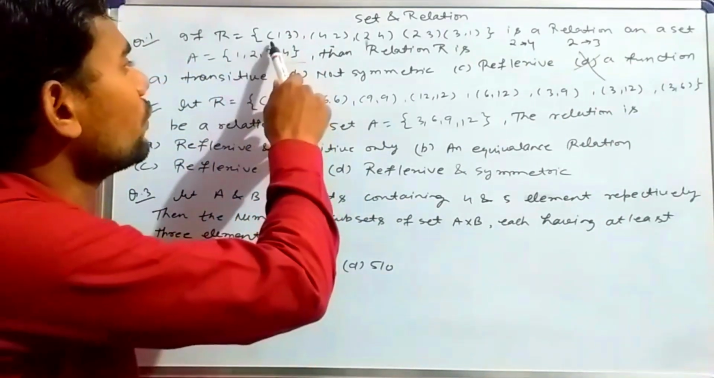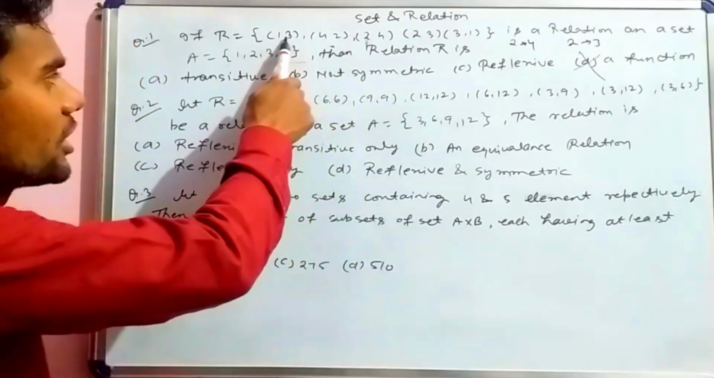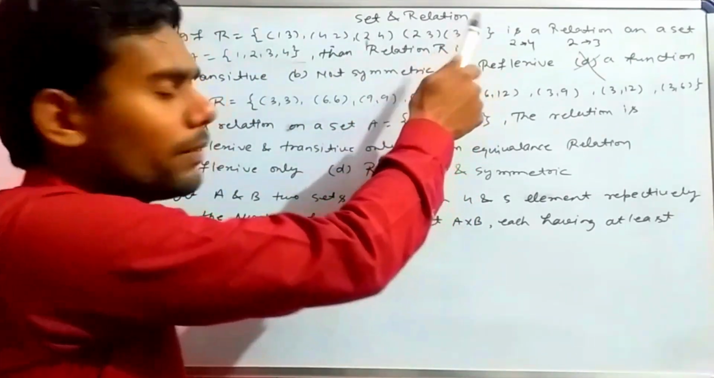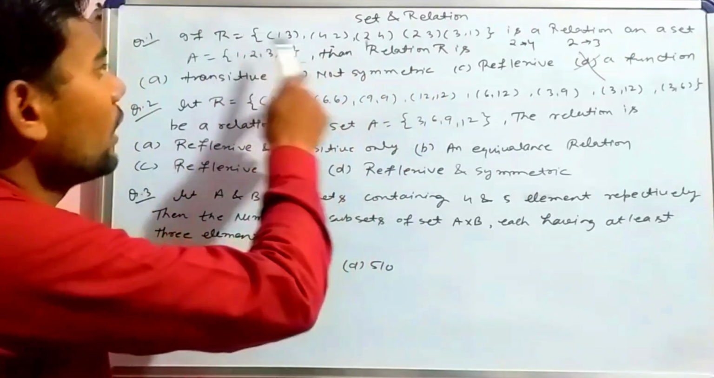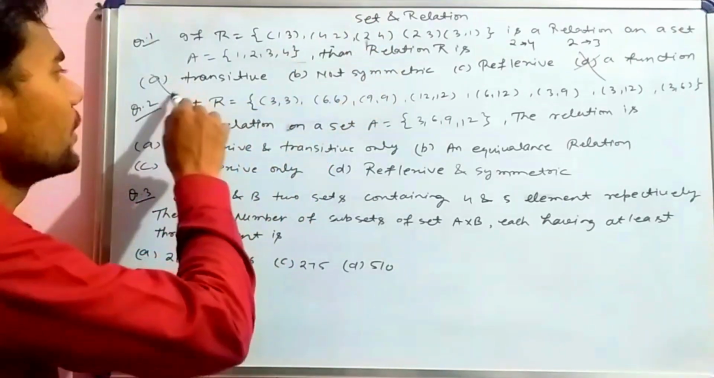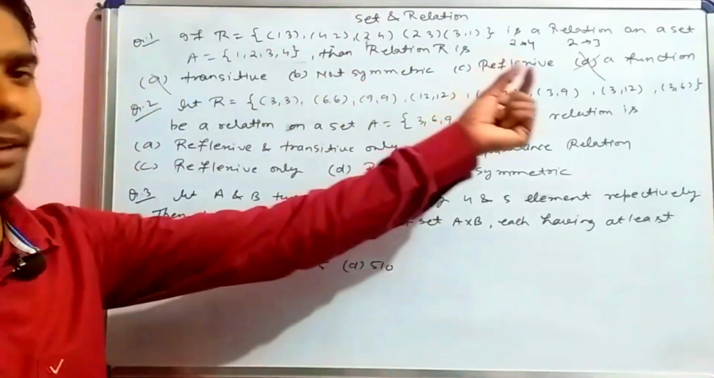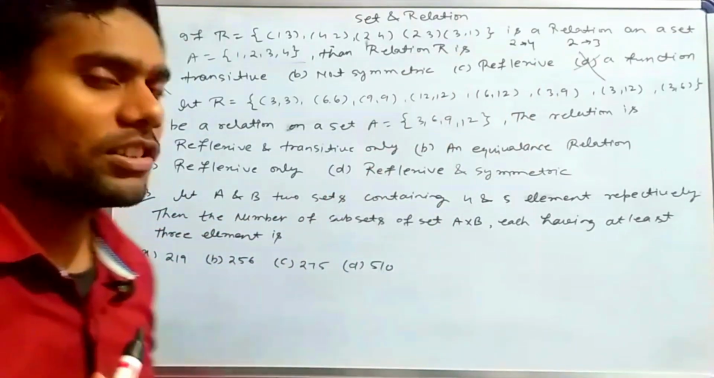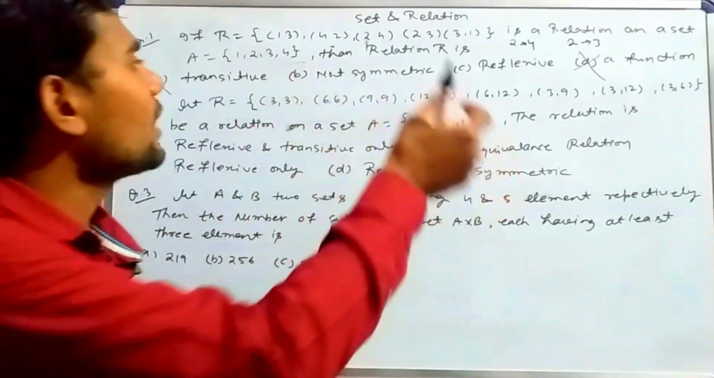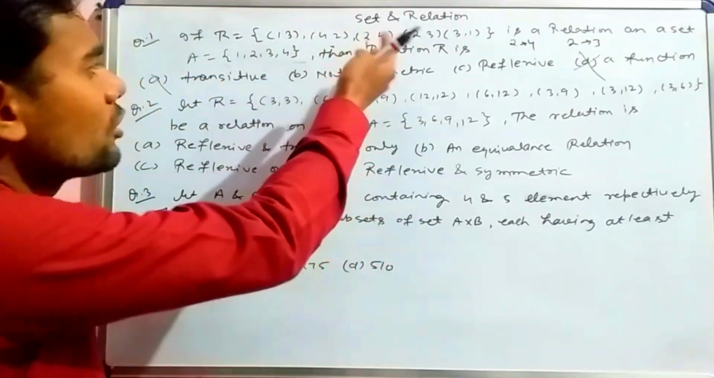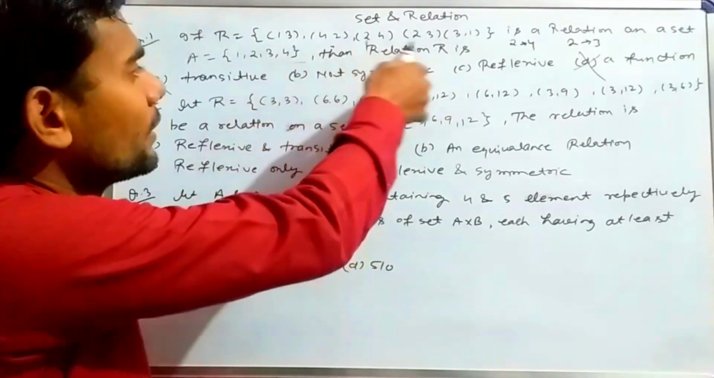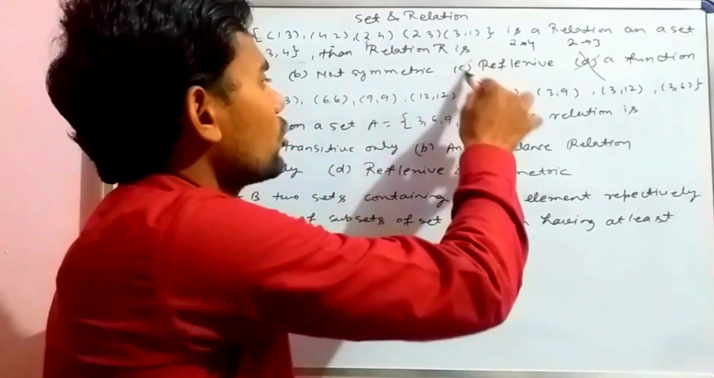Next, transitive. If we choose (1,3), 1 is related to 3 and 3 is related to 1, then 1 should be related to 1, that is (1,1). But (1,1) does not belong to R, so it is not transitive. Next, reflexive. By the definition of reflexive, (1,1), (2,2), (3,3), (4,4) must always lie in R. These are not all given, so it is not reflexive.